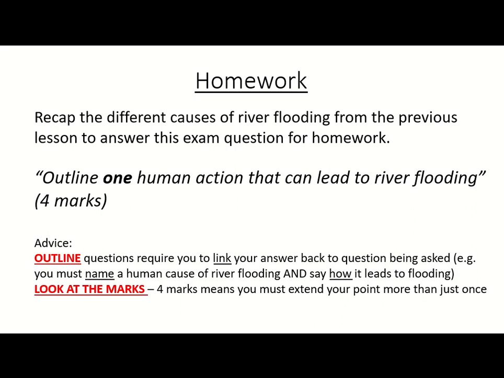So outline wants you to link your answer back to the question, you've got to name a human cause of river flooding, and you've got to explain in multiple steps how that leads to river flooding. Okay, so try and do it with extension. Try and make sure you're incorporating key terms like surface runoff, infiltration, interception if needed, and see how you go. All right, and if you want to submit that to me, please feel free. You can email it or just bring it into next lesson when you come in.